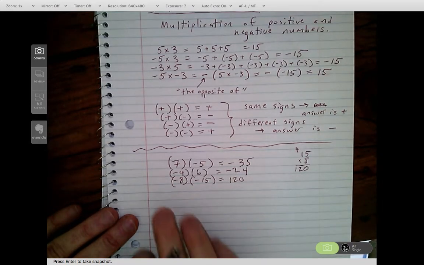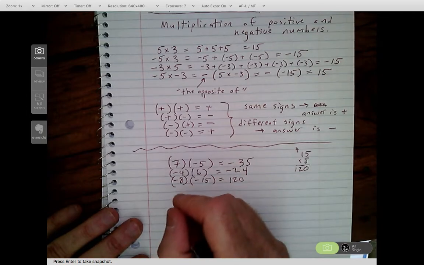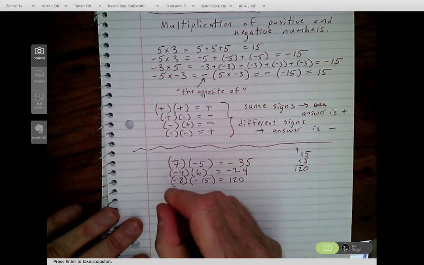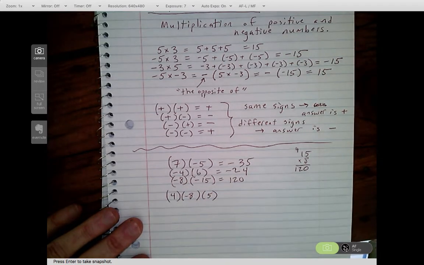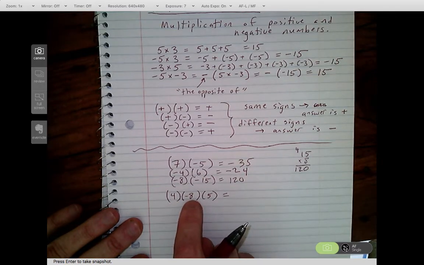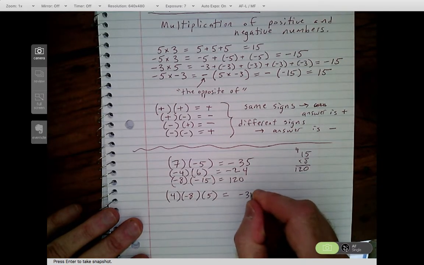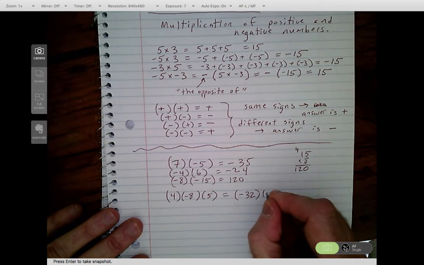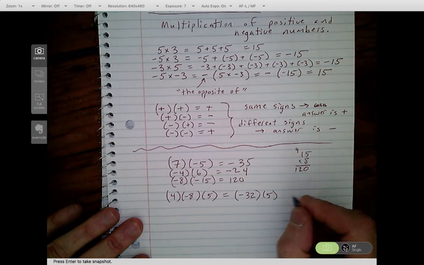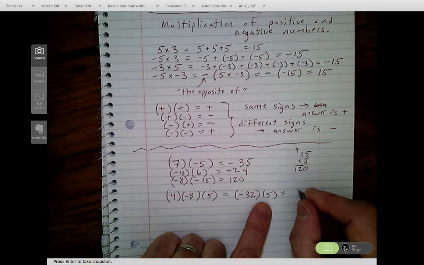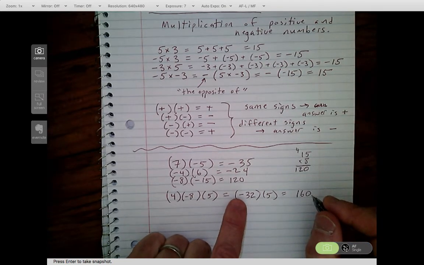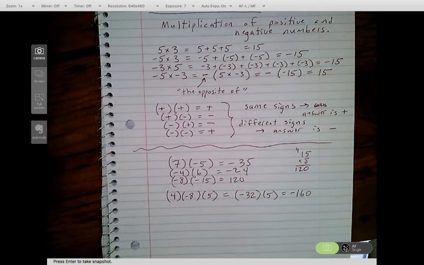Okay? And a few of the problems will be multiplying three numbers together. 4 times negative 8 times 5, say. All right, and I'm just going to suggest to go left to right straight across here. So 4 times negative 8, well, that's negative 32 times 5. And if you work out 32 times 5, you're going to have to trust me on this one, but you will get 160 for 32 times 5, and a negative times a positive makes your answer negative 160.